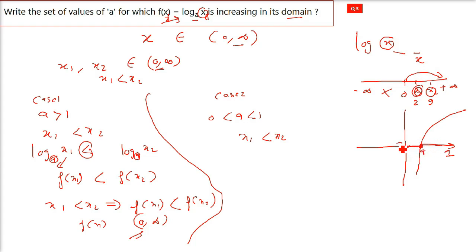A between 0 and 1, A greater than 1. For A greater than 1 it is increasing, you can see through the graph also. But for A between 0 and 1, it is going to be decreasing. How? Let us take x1 less than x2.